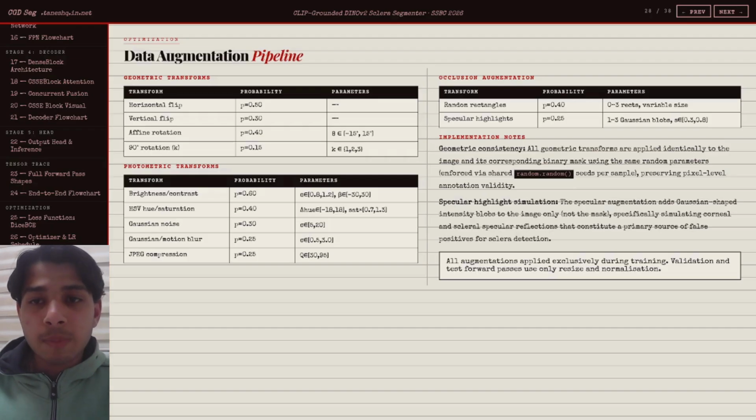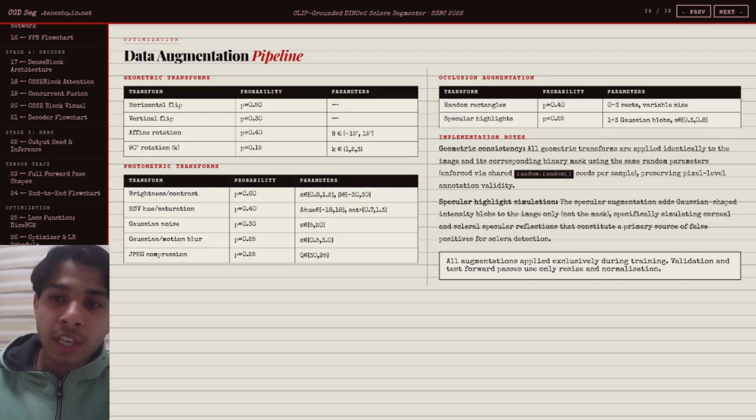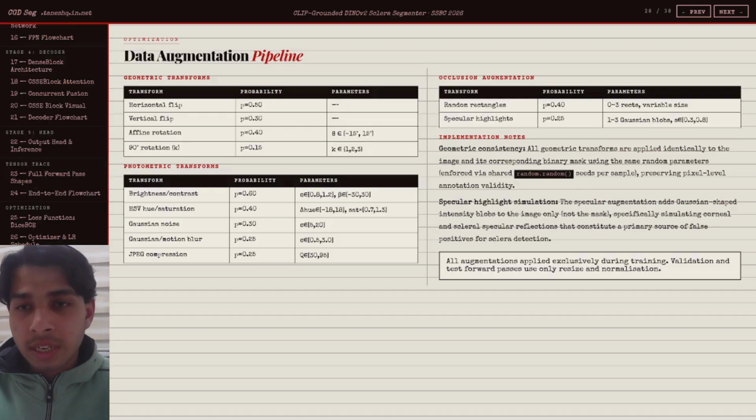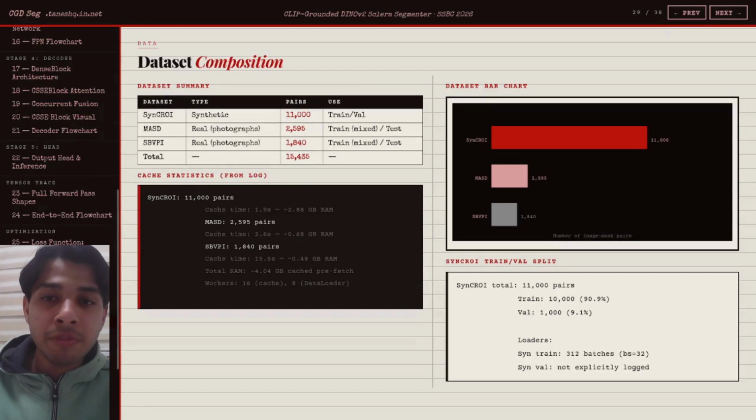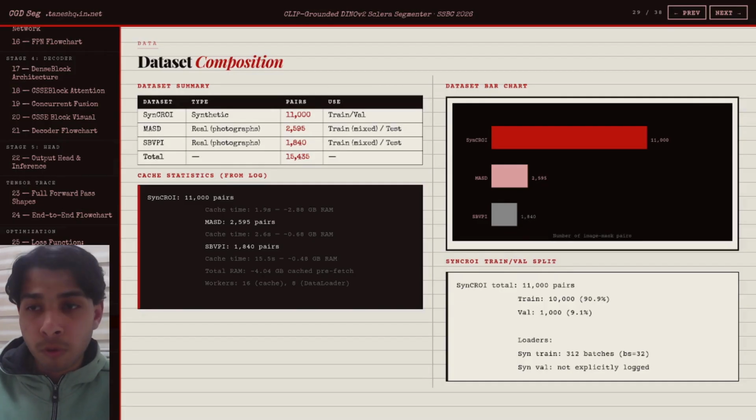Our training data comes from three sources. Synchroi is a dataset of 11,000 computer-generated synthetic eye images, clean, well annotated but not real. MASD and SBBBI are real photographs taken in actual conditions, with a total of 4,400 images between them. The bar chart makes the scale disparity obvious. Synthetic data dominates numerically.